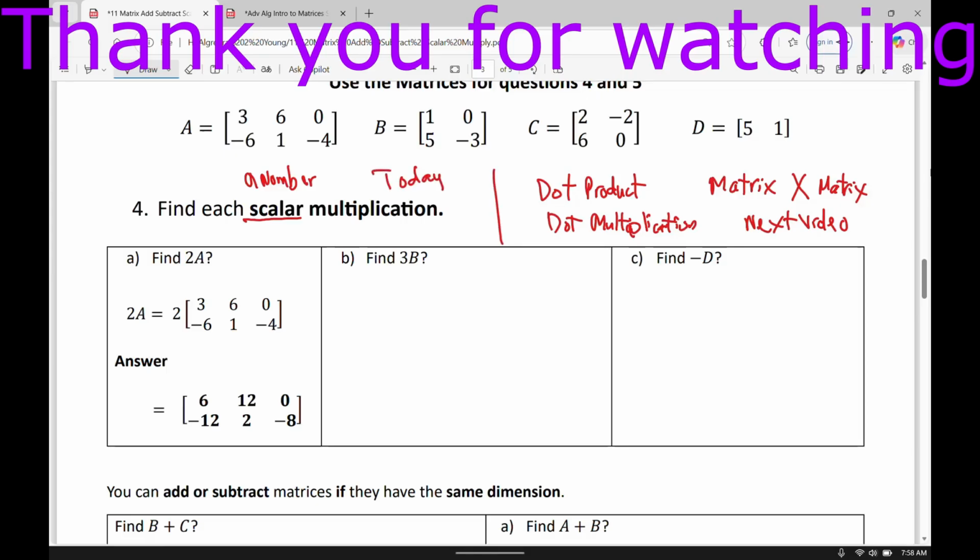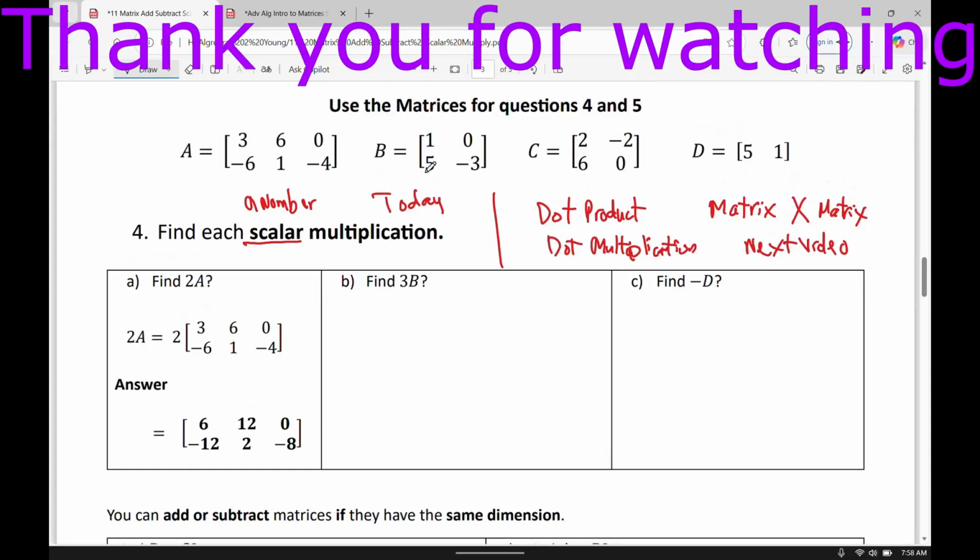So there are two different types of multiplication in matrices. We have matrix A, matrix B, matrix C, matrix D. Now we're going to find all of this. To multiply the matrix with a scalar, which is the same as multiplying the matrix with a number, all you have to do is multiply the number into each of the elements. So that's all you do.